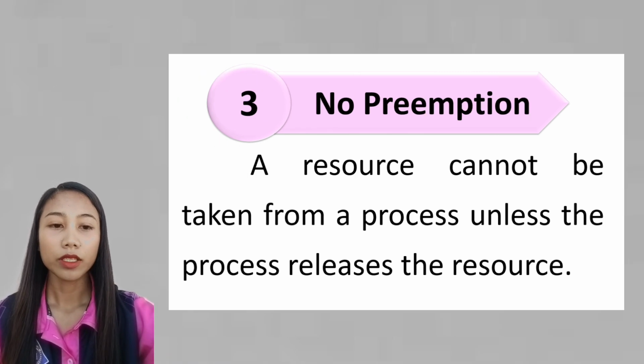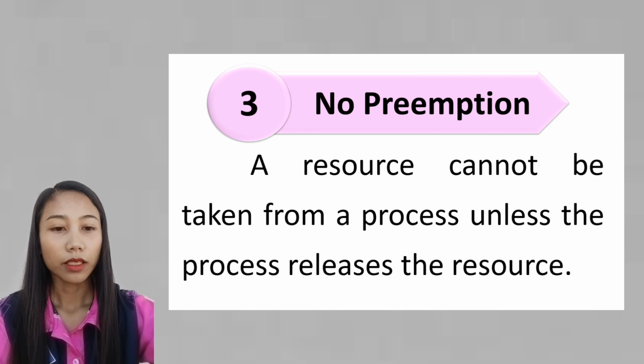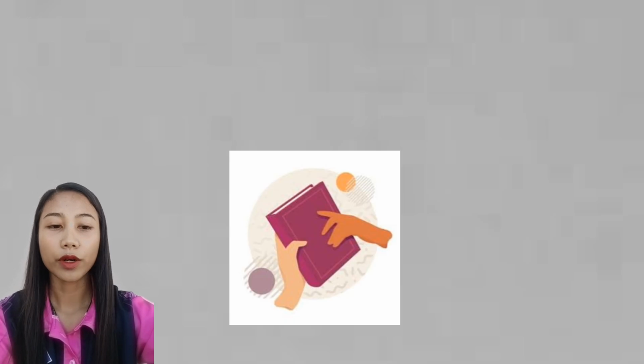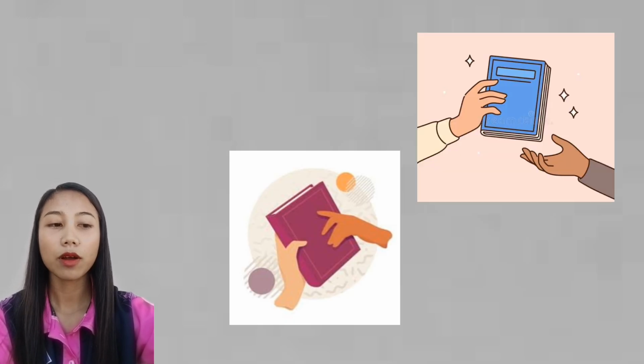Number 3. No preemption. A resource cannot be taken from a process unless the process releases the resource. In this condition, a resource cannot be forcibly taken away from a process. The process must release it voluntarily. For example, it's like you borrow a book from someone. They can't take it back until you decide to return it.